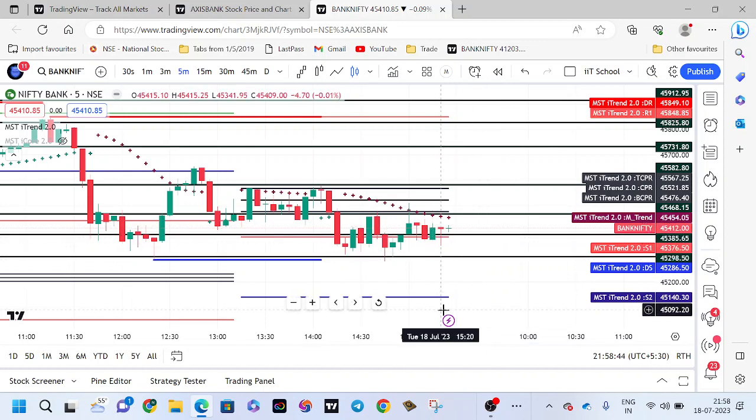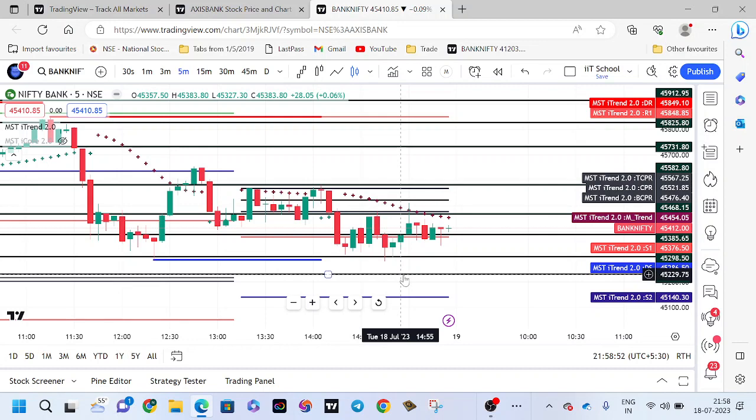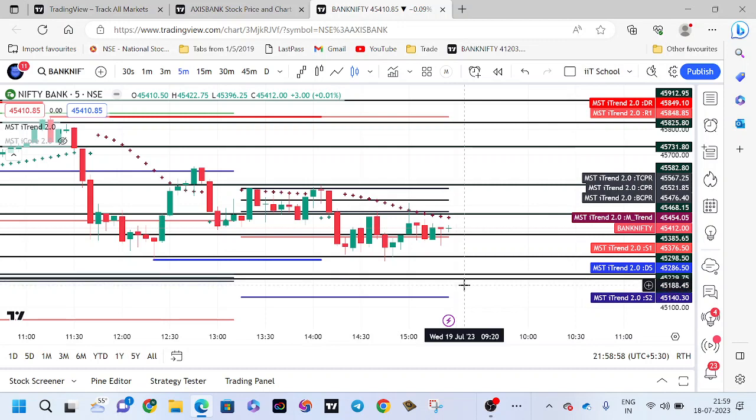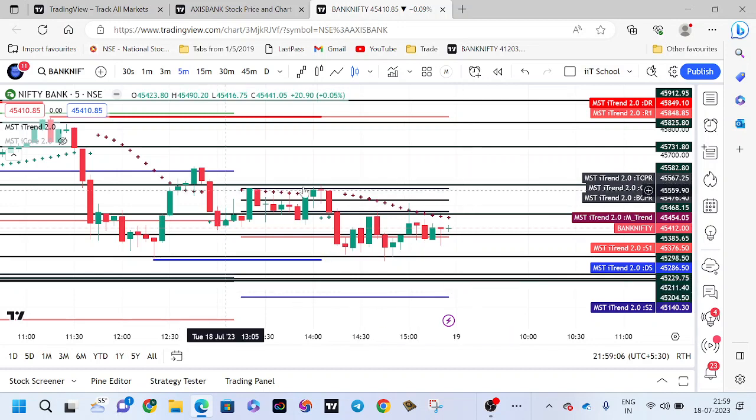If the market opens below 45,476, we will see a nice fall down to this level. So tomorrow we can expect the 45,200 range. 45,200 will be a very good support for tomorrow. So this is how we have to trade. It is very simple. So this is one method.